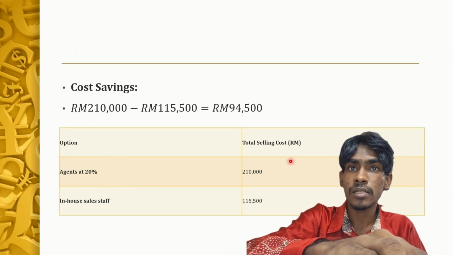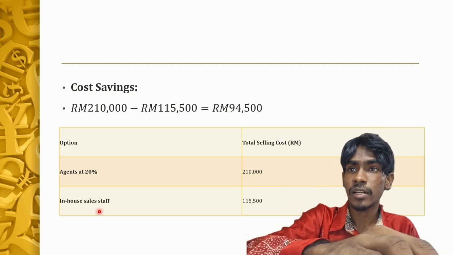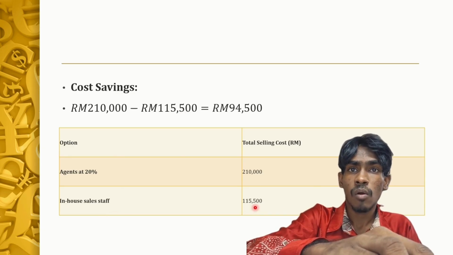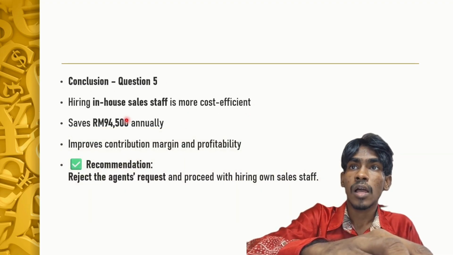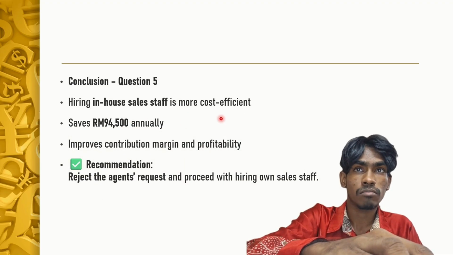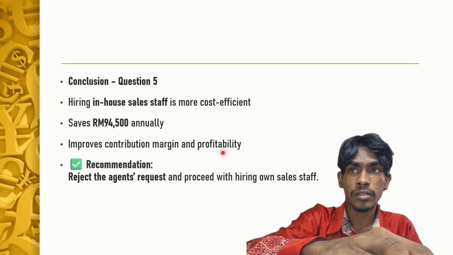For the next slide, there are 2 options, right? Agents at 20%, and we got a total selling cost of 210,000 ringgit Malaysia, and then in-house sales staff, we got 115,500 ringgit Malaysia. For cost saving, we do this calculation, and we got 94,500 ringgit Malaysia. For the conclusion, hiring in-house sales staff is more cost efficient, and we can save 94,500 ringgit Malaysia annually, and then we can improve our contribution margin and profitability. The best recommendation for this question: reject the agents' request and proceed with hiring our own sales staff.